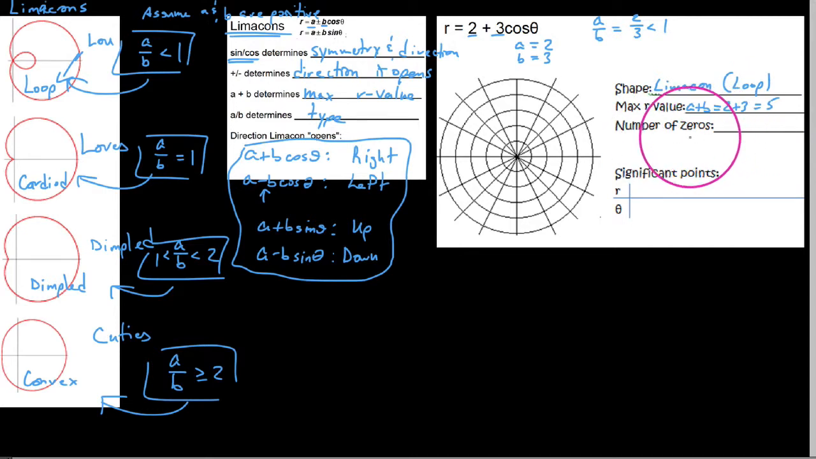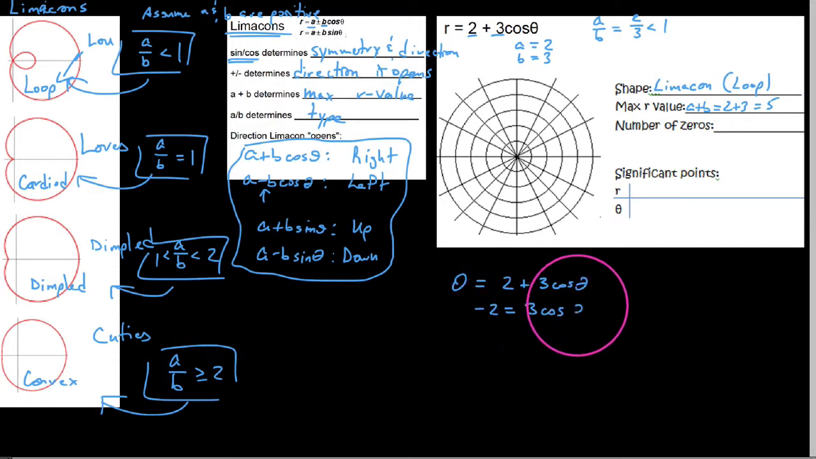And then in terms of number of zeros here, what we're going to do is we're going to solve for these zeros. So we would say, okay, well, we would get 2 plus 3 cosine theta. If we were to solve for theta, we would get negative 2 equals 3 cosine of theta. And we could say, okay, well, negative 2/3 is the cosine of theta. And I suppose we could solve for our zeros from here. You know, I would say is just kind of a general premise.